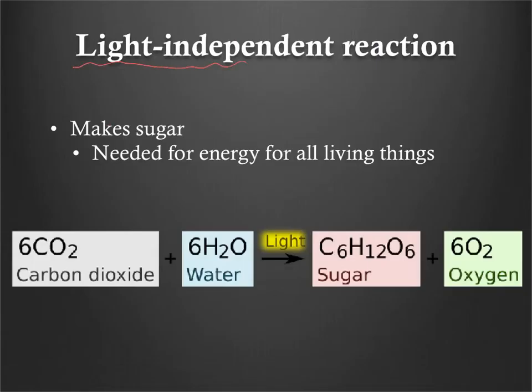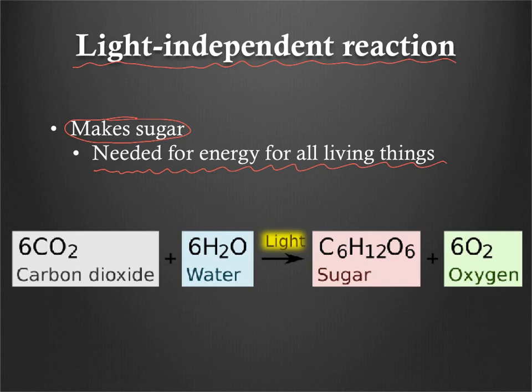So, light-independent reaction, or Calvin cycle, makes sugars. The sugars are needed for energy for all living things. Remember, this is taking place in the producers, in plants. They're making energy for themselves in the form of sugar, but they're also making energy for all the different organisms that would eat their leaves or eat their fruit to get their energy out of.